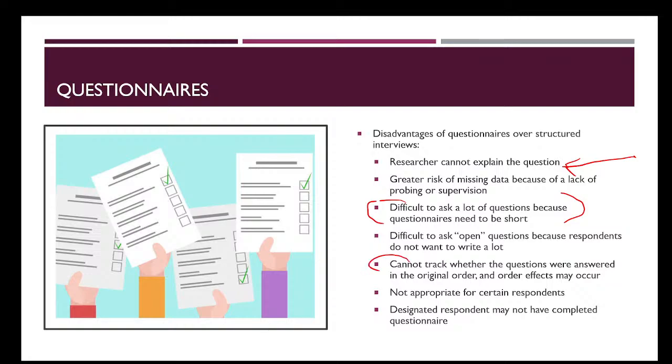Can't track whether the questions were answered in the original order. I mean, online platforms can do this a little bit better. You can see how people answered, and the nice thing about online is that you can really structure things in particular so that people have to answer one part of the survey before moving on to the next. So that was more of an issue with paper surveys, and is less of an issue today.